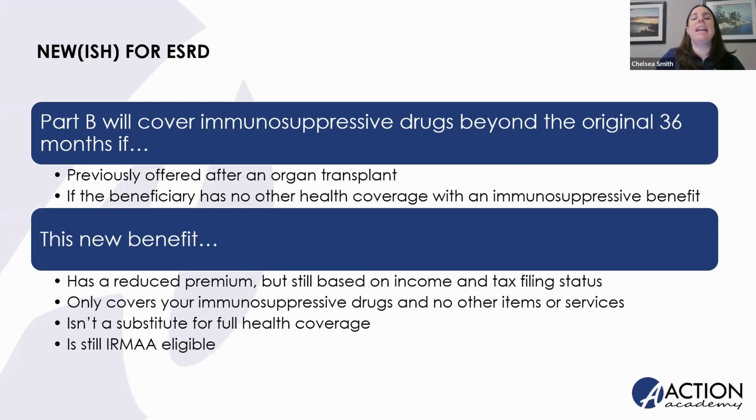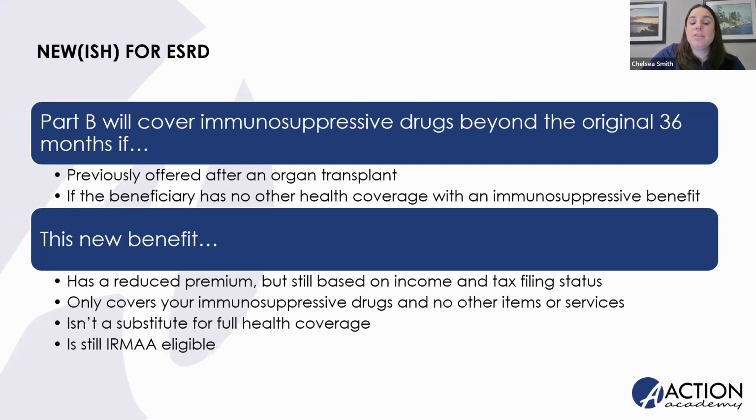So another way that coverage can be extended for someone with ESRD is if they need immunosuppressive drugs. This was new last year, but I wanted to just emphasize it one more time in case someone did not have someone with ESRD and is not aware. So Part B will cover immunosuppressive drugs beyond the original 36 months if that person was offered or was previously offered after an organ transplant, or if the beneficiary has no other health coverage with an immunosuppressive benefit.